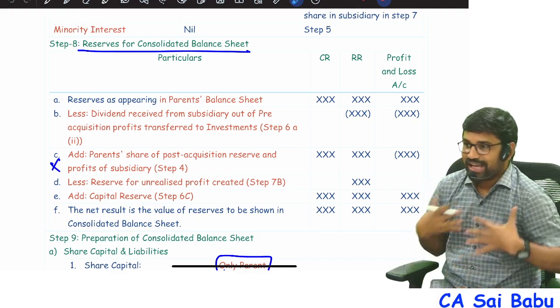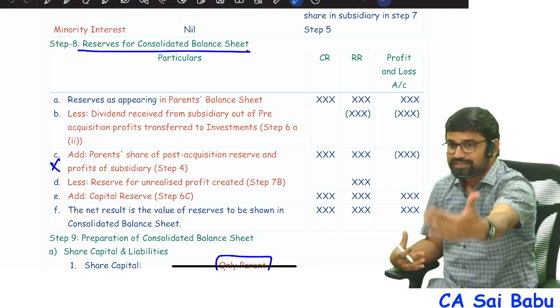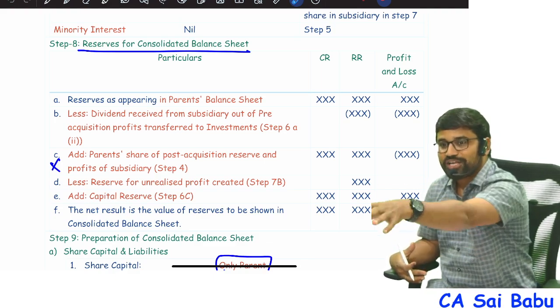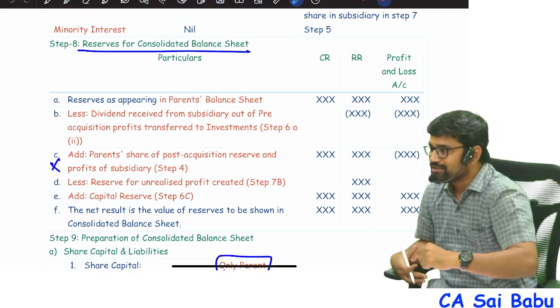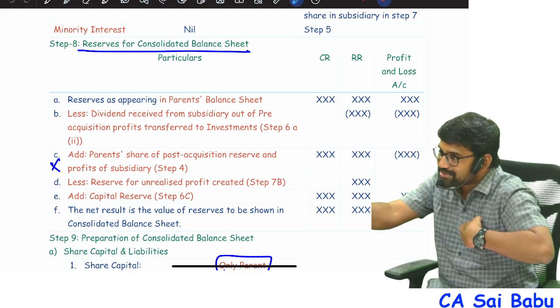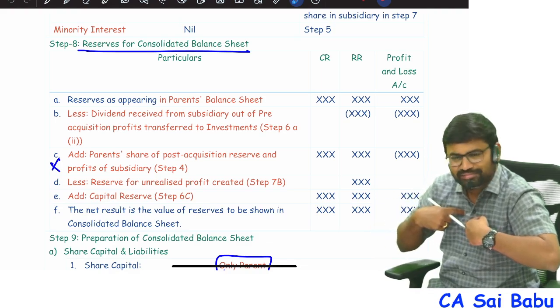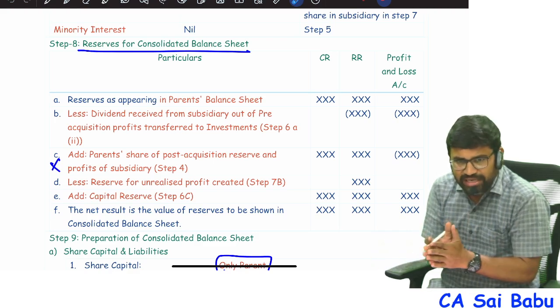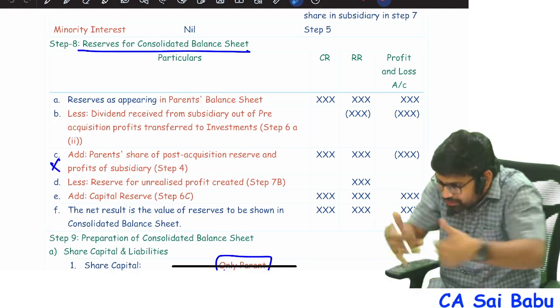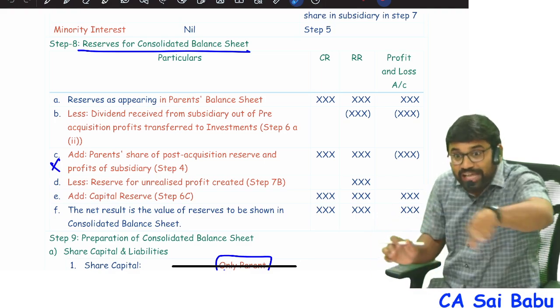Sir, I am the parent. You are the subsidiary. I sold goods to you for 120. 100 rupees cost, sold at 120. That means what is the profit? The entire 20 is unrealized. I need to remove it, correct? In the consolidated balance sheet. Because this 20 is not a profit for the group. The stock is with me only, in the group only. Okay? The entire 20 will be eliminated.